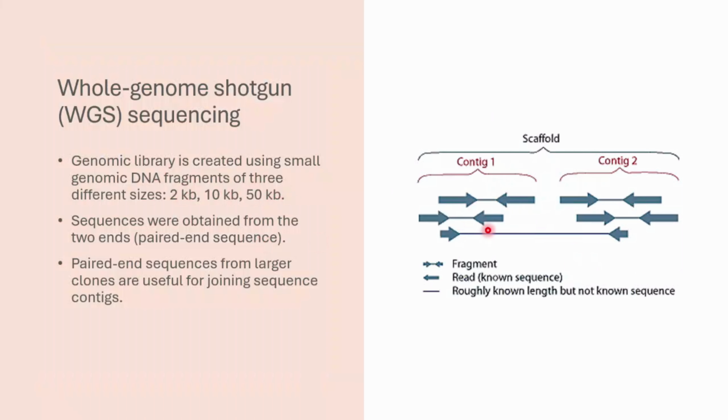Because you're sequencing on both sides, you're able to overlap the sequences. For example, you'll see that this matches with this, and so you know that these two are potentially from the same fragment. This is called paired end sequencing, and it's useful for joining the contigs, the sequence contigs, okay? I'm talking about sequence contigs here.